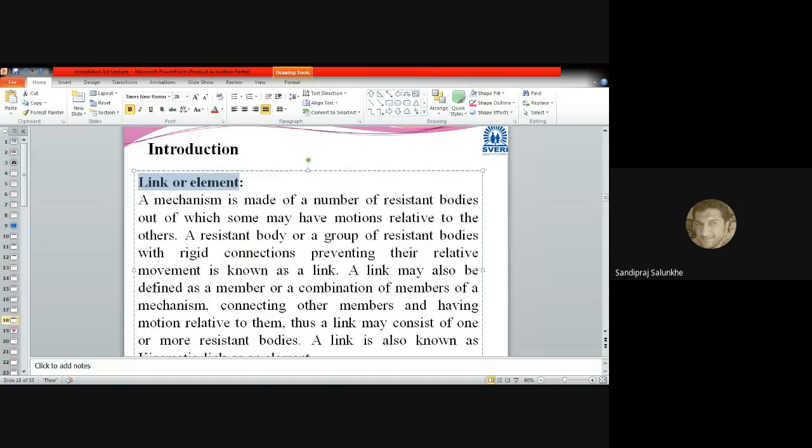So link, or it is called an element. A mechanism is made up of a number of resistant bodies. Now here I will not say it is resisting always. Sometimes it may not be resisting. Okay, we'll see that in the next part. So resisting bodies, out of which some may have motions relative to the others.